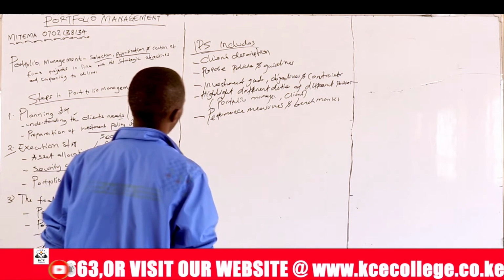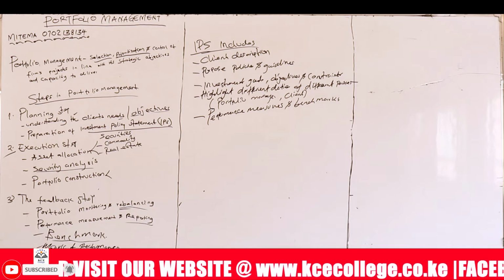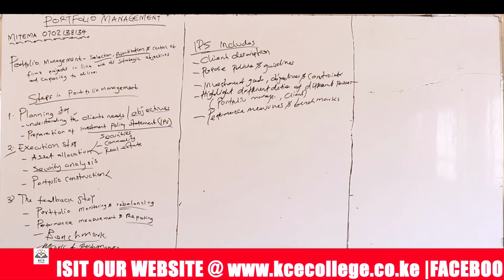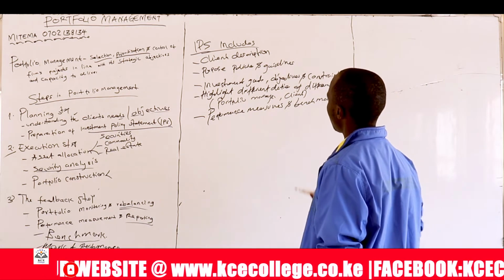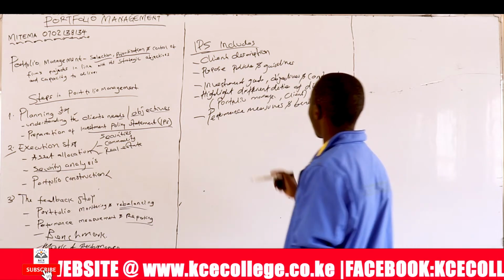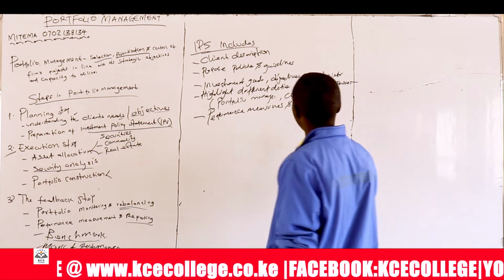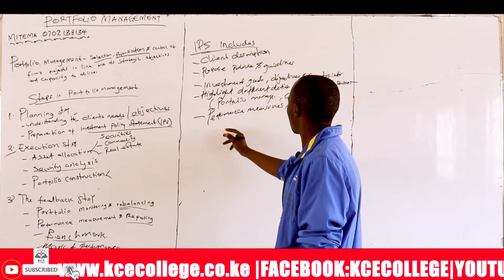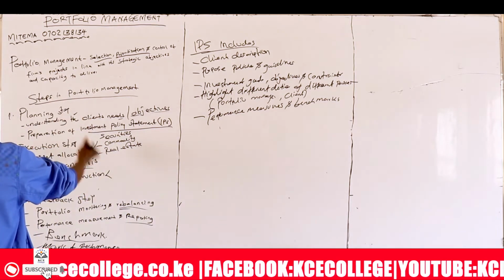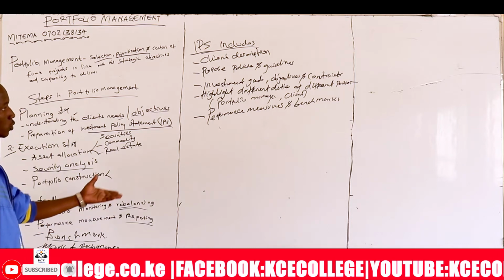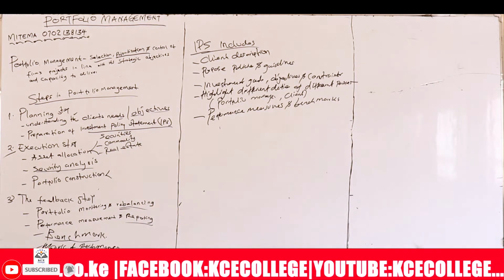So actually these are the key points which you will find included in the IPS, that's the investment policy statement: the client's description, the purpose, the policy and the guidelines, the investment goals, objectives and constraints. It will highlight different duties of different parties involved. That could be a portfolio manager and a client. Also, it will include different performance measures. We said that the final stage in portfolio management is the performance measurement and reporting. So it will give you the criteria which you are going to use to measure the performance of your investment or your project.